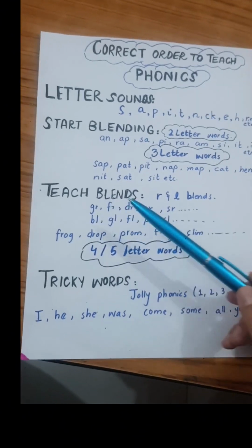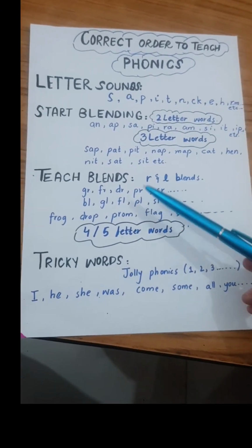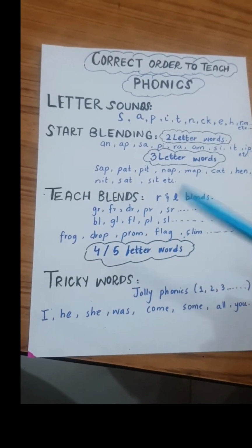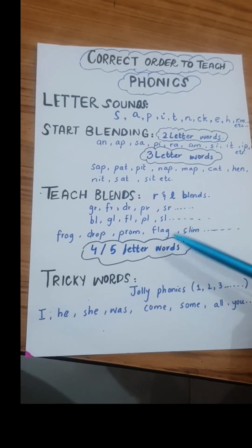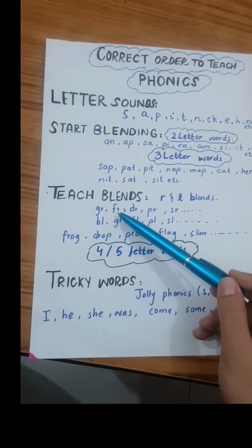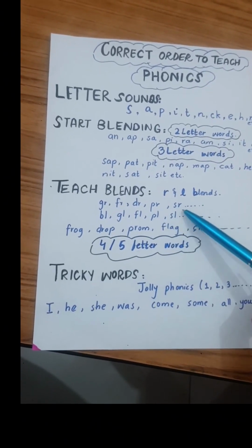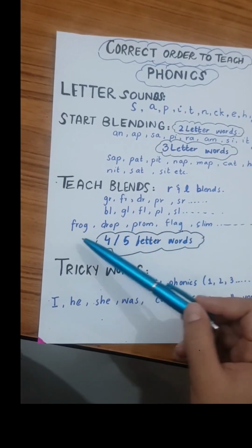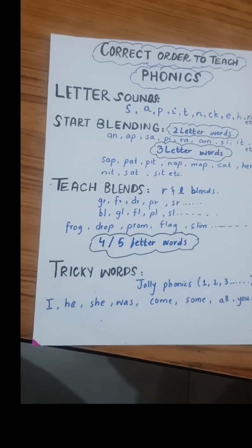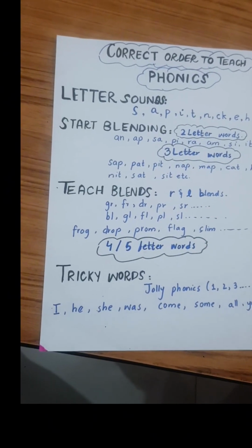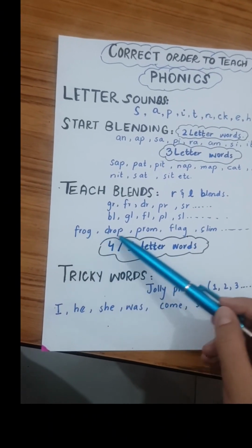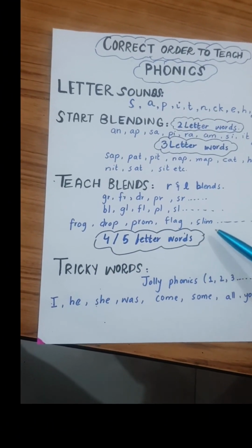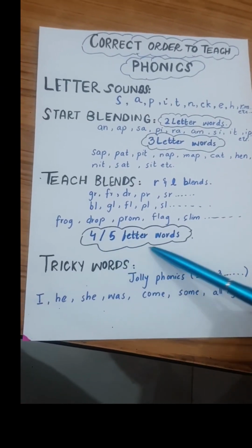And the next step is to teach blends, which means you are blending with different words. As an example, R and L are the blenders. These are the words included in the blending words: fur, her, per, sir, bill, gull, full, sill. These are examples included in the R and L or other blends. So frog, drop, prom, flag, slim are examples included in the four or five letter words.